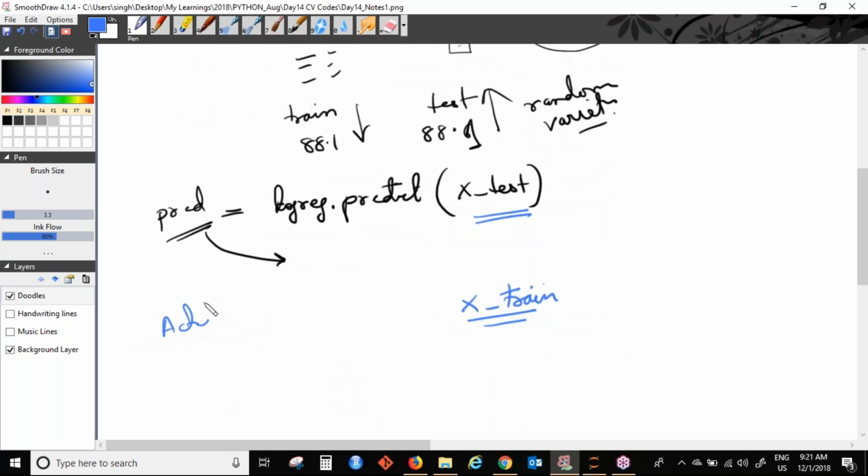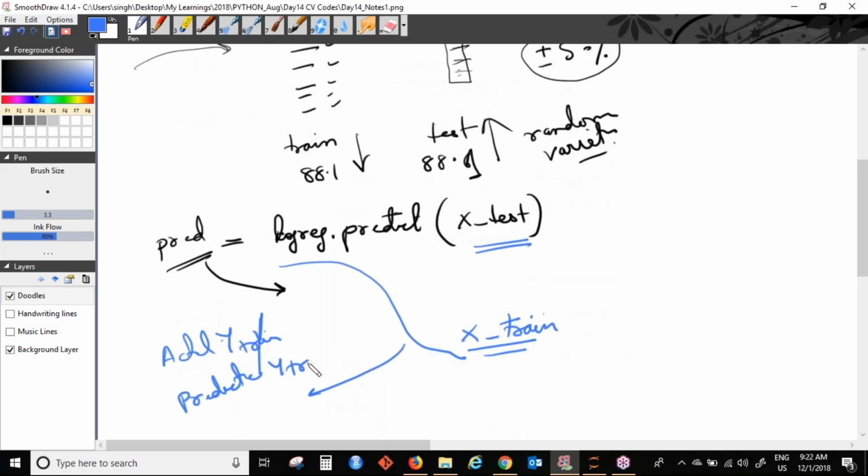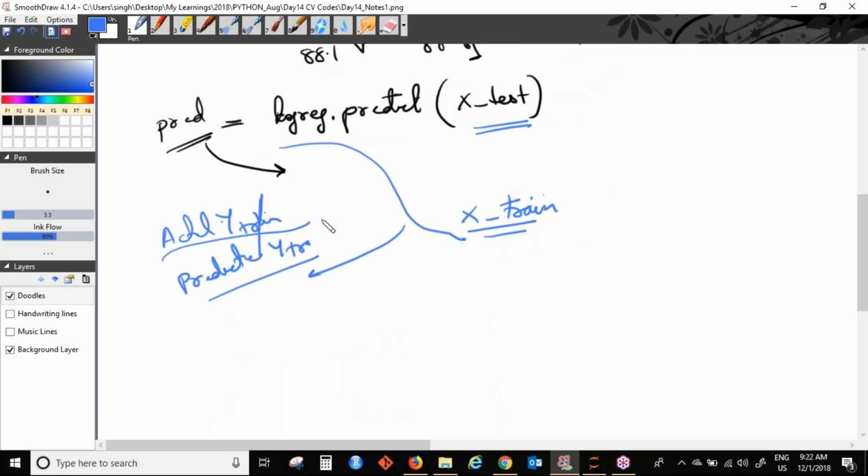You know your actual values of training data, actual Y train you know, and using this, you can get your predicted Y train. So you know your predicted Y train and you already know your actual Y train. Now you can compare them. That is why we don't usually evaluate on the training data. We evaluate on the test data.